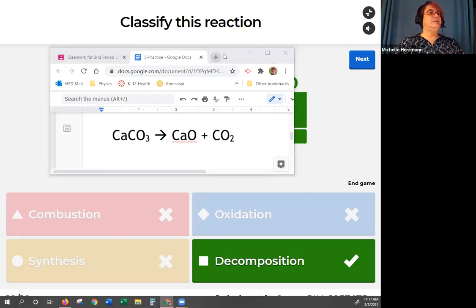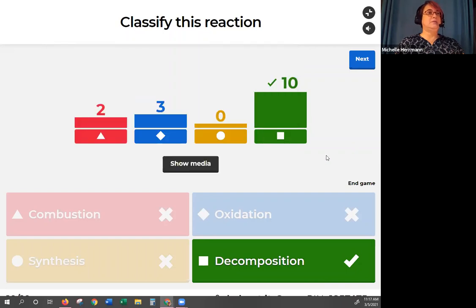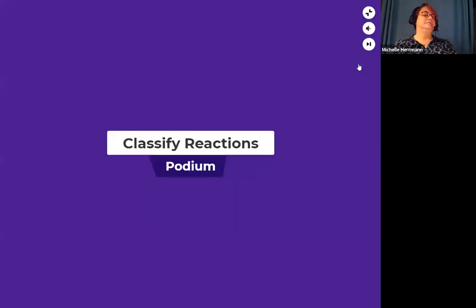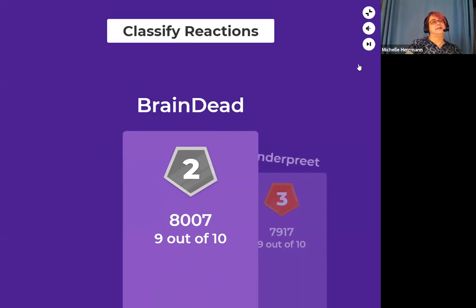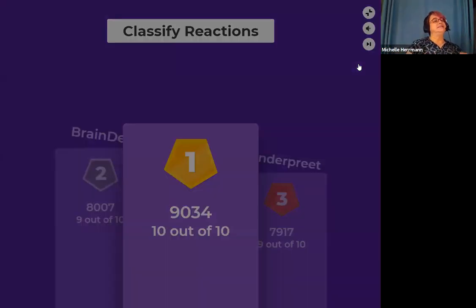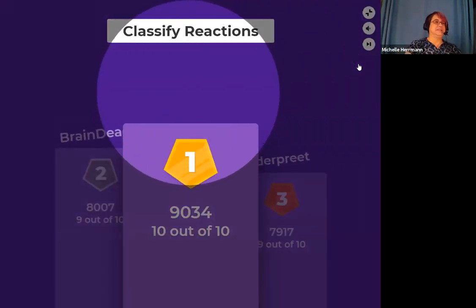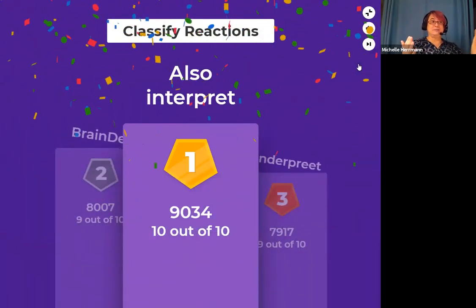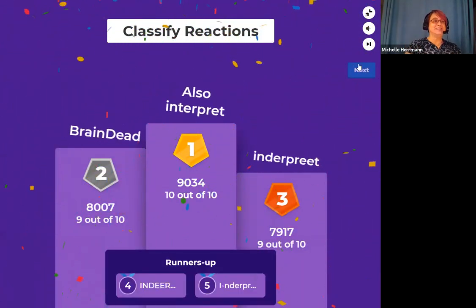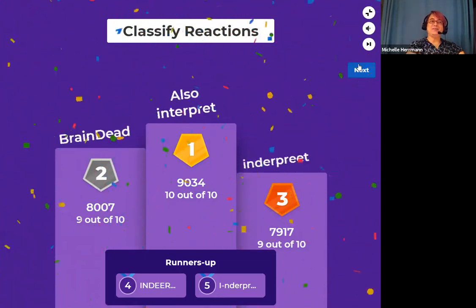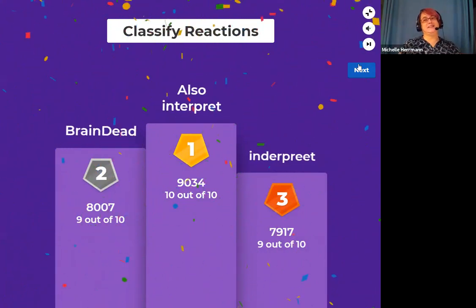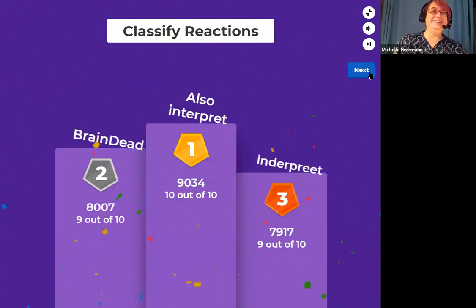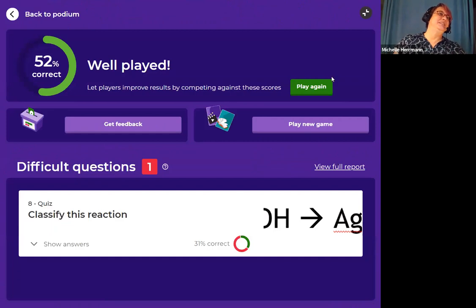Okay, so let's get this out of the way and let's see how everyone did. Indepreet won 3rd place. Brain Dead won 2nd place. And also Indepreet won 1st place. And Indepreet's also runner up in 4th and 5th place. Wow, Indepreet's going home with a lot of prizes. Nice work. So silly.